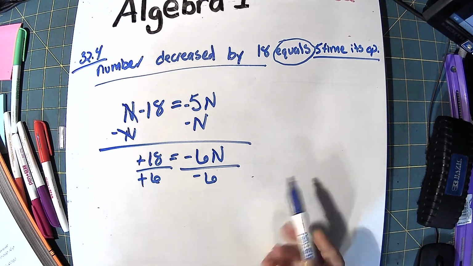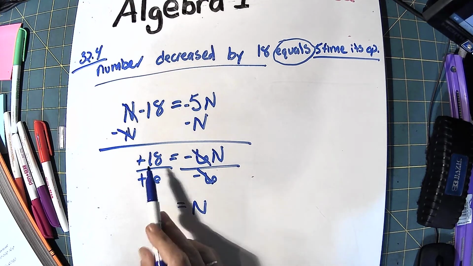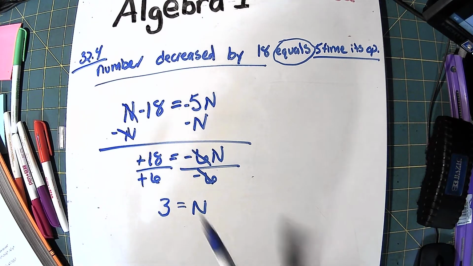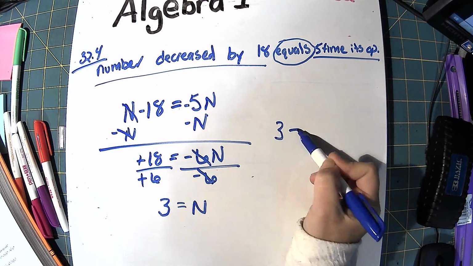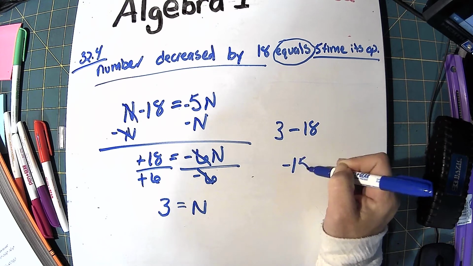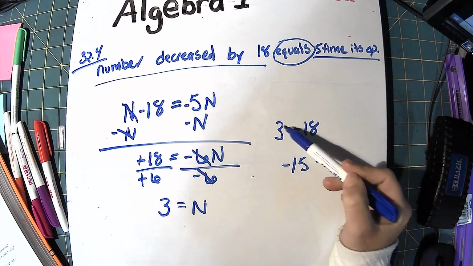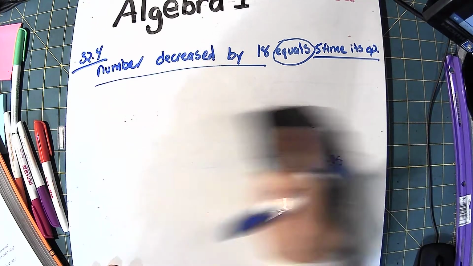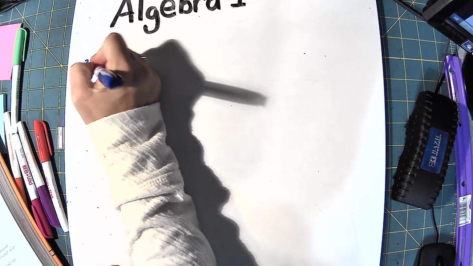These two negatives cancel each other out. We're going to get n equals 3, because 6 times 3 is 18. So if the number is decreased by 18, 3 minus 18 would be negative 15. Is 5 times its opposite. 5 times the opposite, 3 times 5 is 15, that would be negative 15. So that is correct.